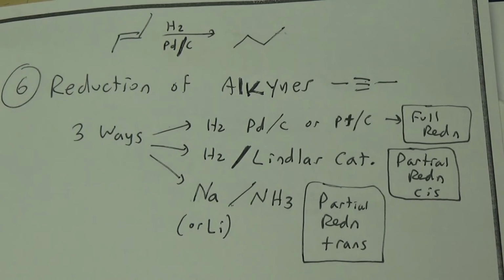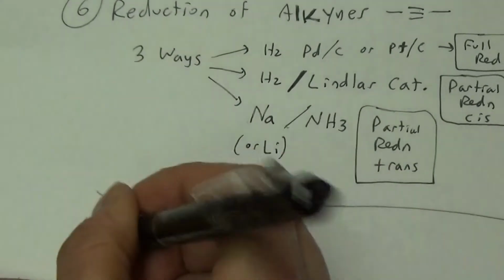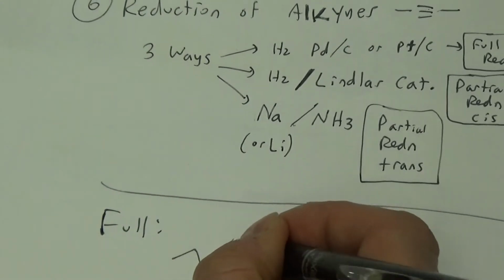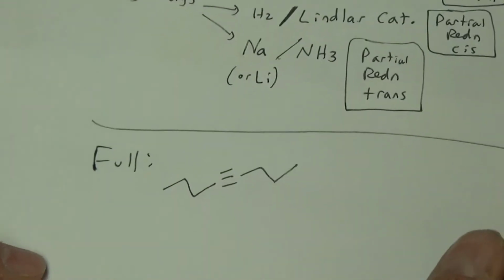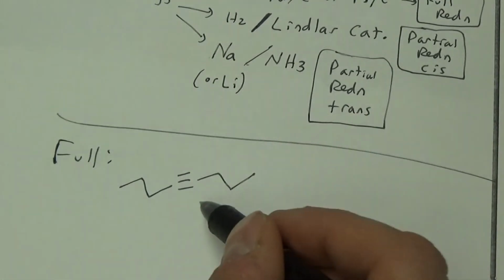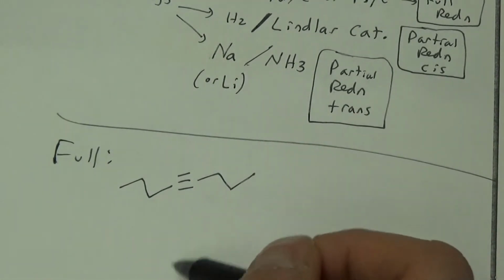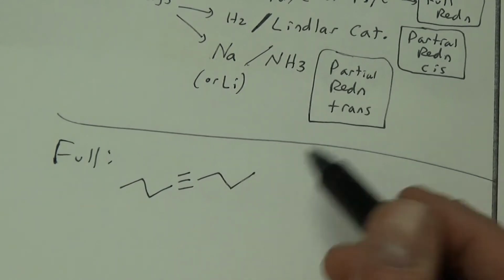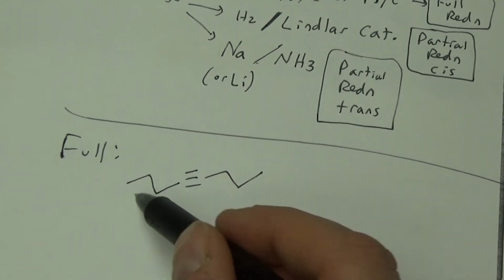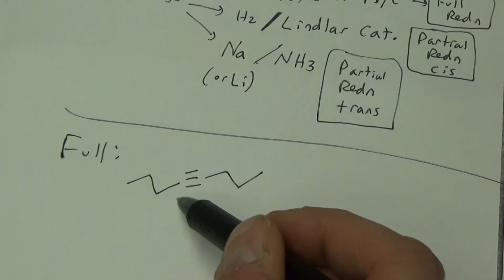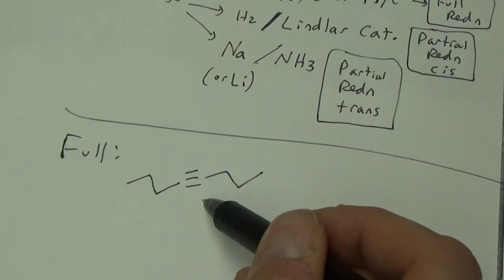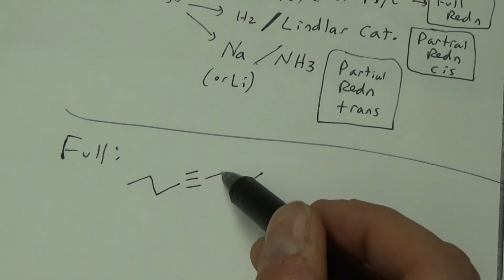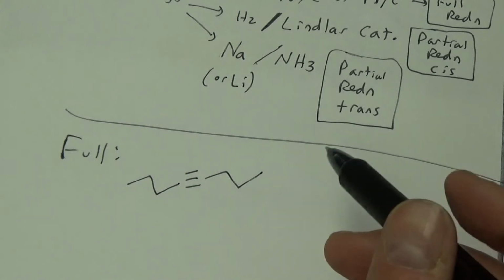Okay, so what's the full reduction? I'm just going to draw a miscellaneous alkyne. Make sure you draw it nicely. How many carbons are in this alkyne? 1, 2, 3, 4, 5, 6, 7, 8 carbons. What's the name of it? It's 4-octyne, because there are 8 carbons total, with the triple bond at carbon 4.